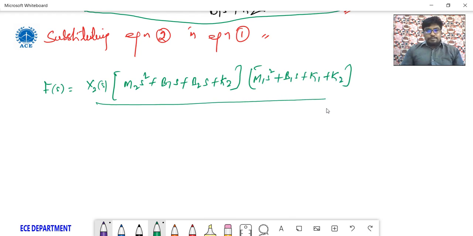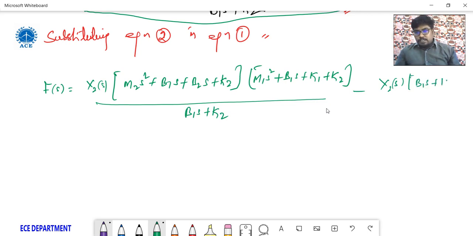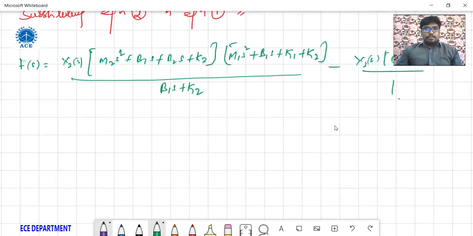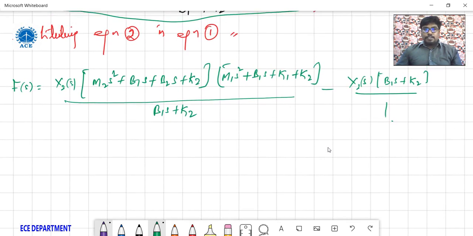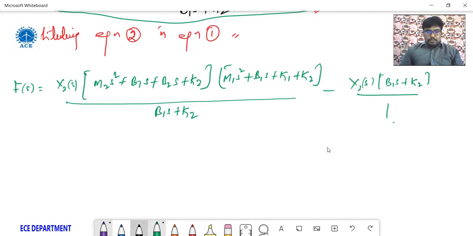the value. What is the value? b1 s plus k2, minus the x2 value, x2 of s into b1 s plus k2. So after substitution, we get this value. Let us simplify this also.